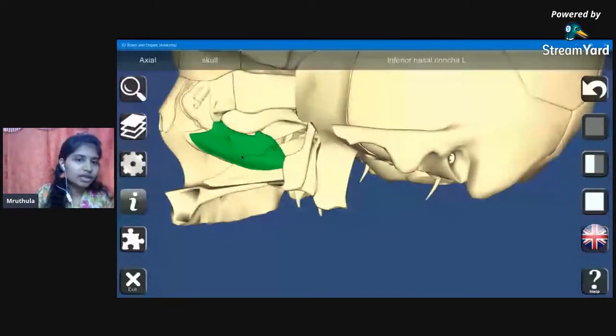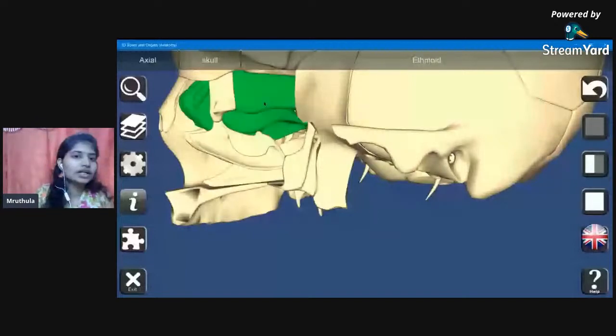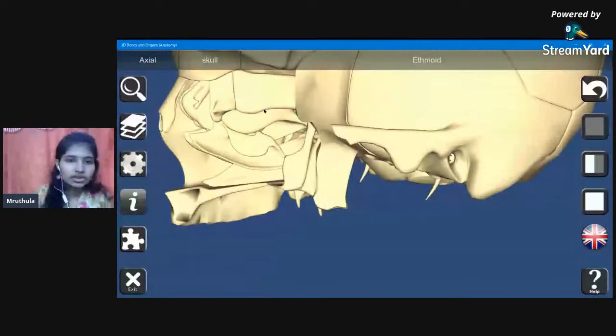If you can remember, I said inferior concha is an independent bone and superior concha is formed by a bone called ethmoid bone. Okay, we'll see the parts of ethmoid bone shortly. Just have a look at this now.